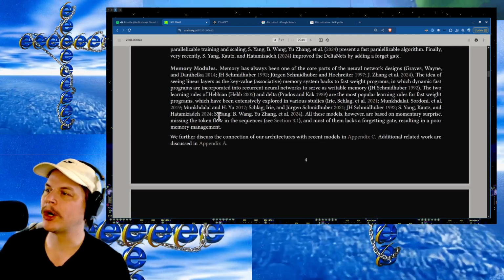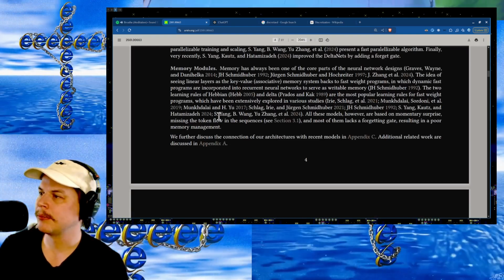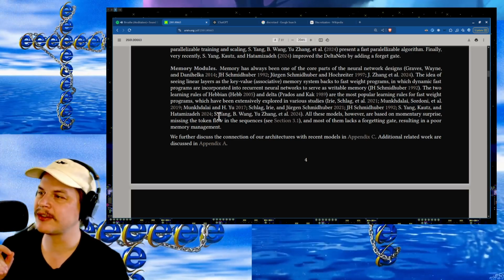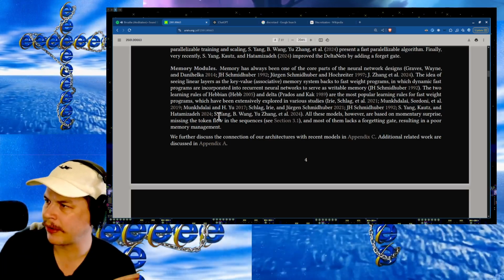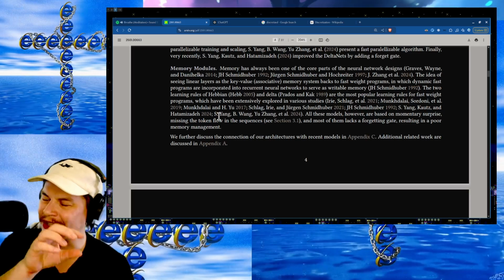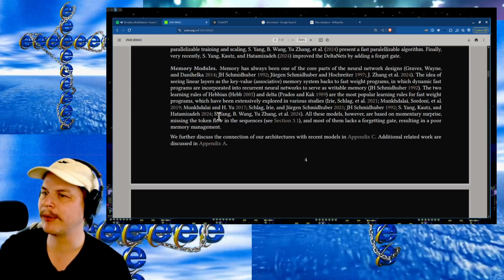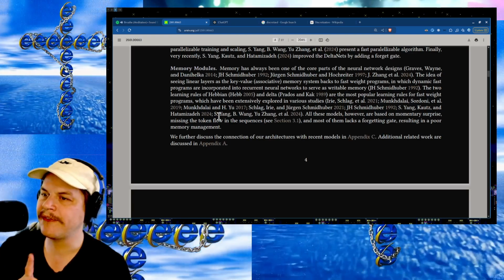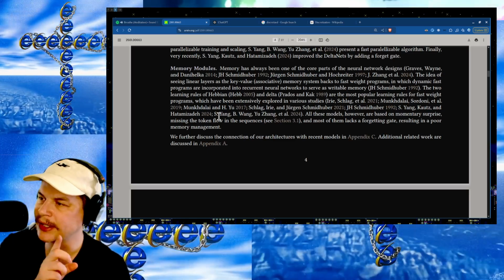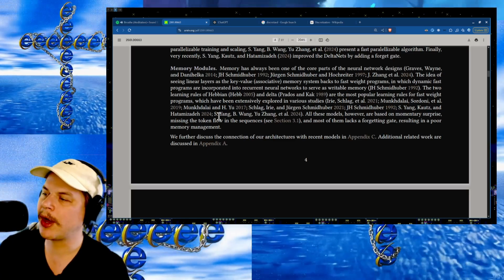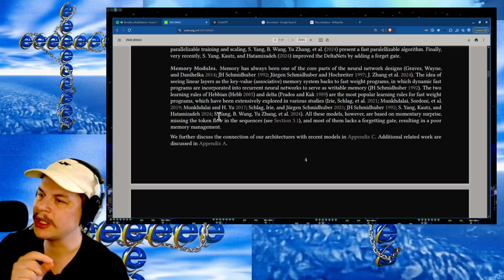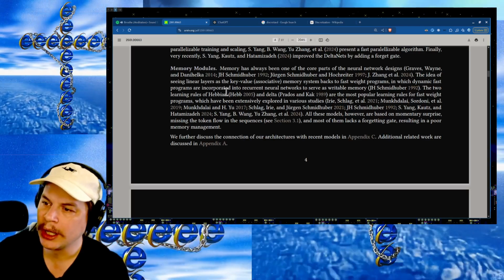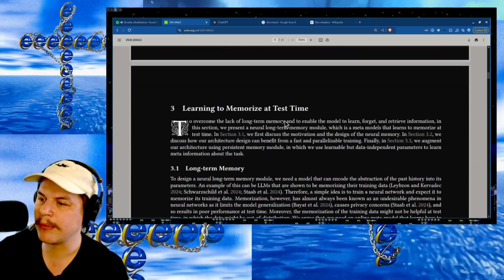Memory has been one of the core parts of the network design systems by all these different people. The idea of seeing linear layers as key-value associative memory systems goes back to fast weight programs, in which dynamic fast programs are incorporated into recurrent neural networks to serve as writable memory. The two learning rules of Hebbian and Delta are the most popular learning rules for fast weight programs, which have been extensively explored in various studies. A bunch of names. All these models, however, are based on momentary surprise, missing the token flow in the sequences, and most of them lack a forgetting gate, resulting in poor memory management. We further discuss the connection of our architecture with recent models here.